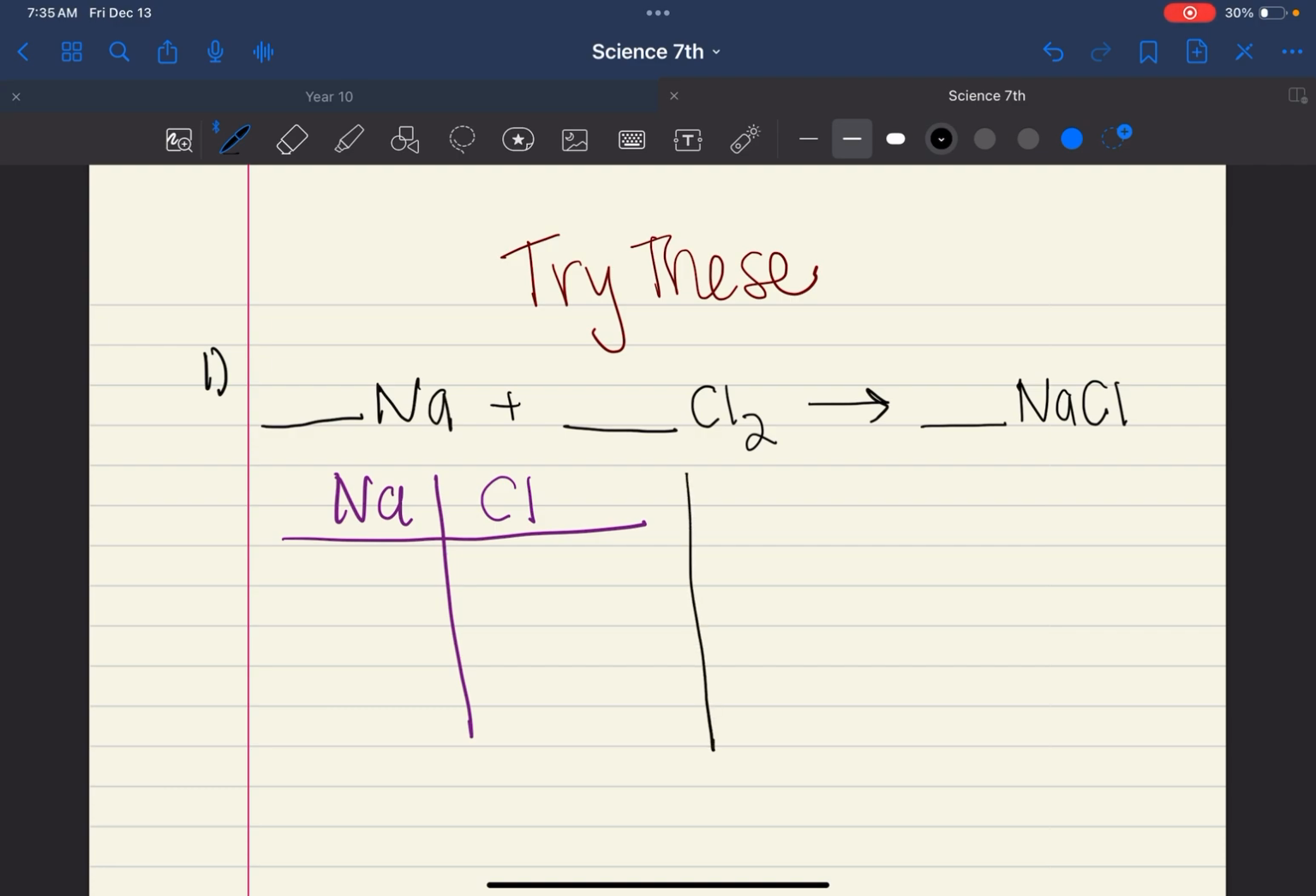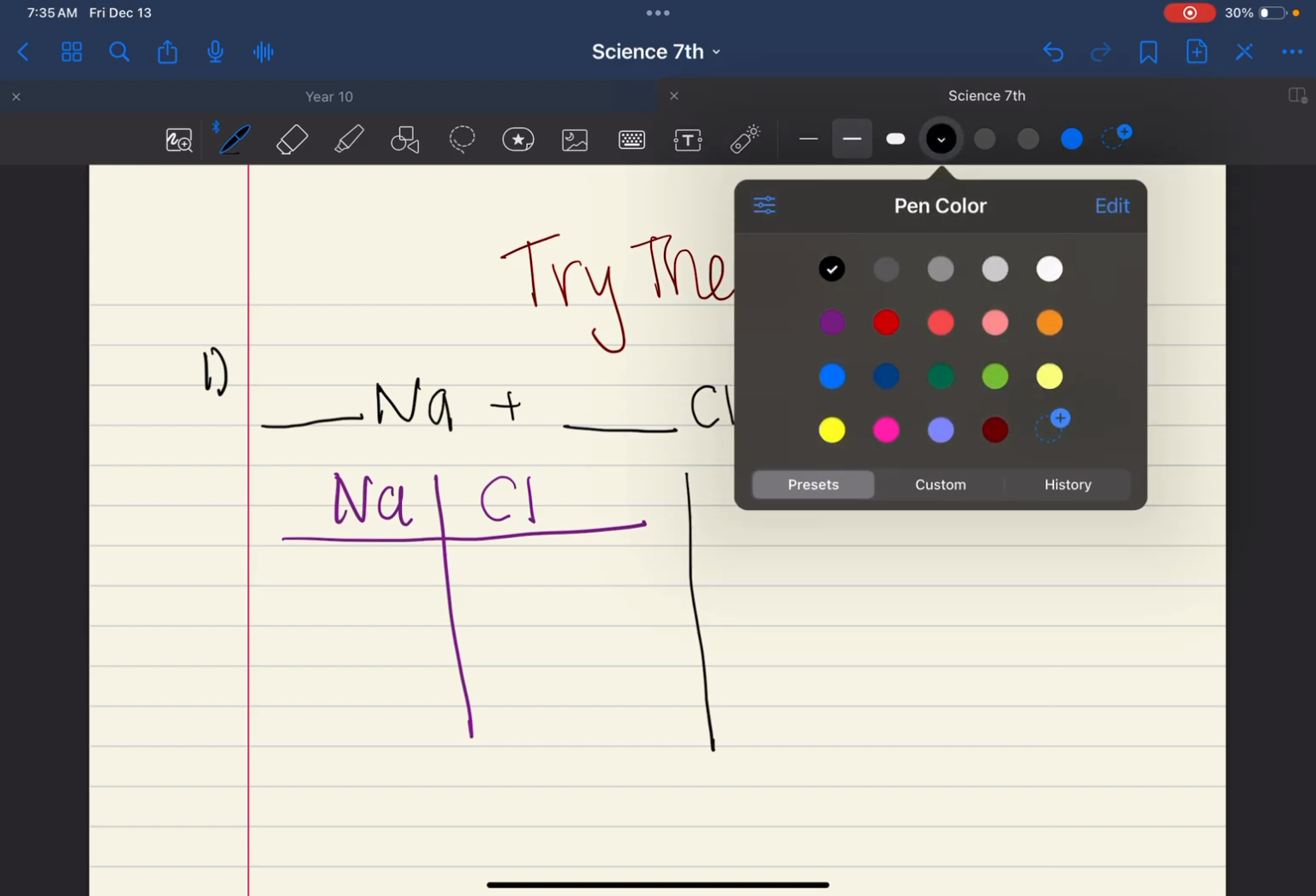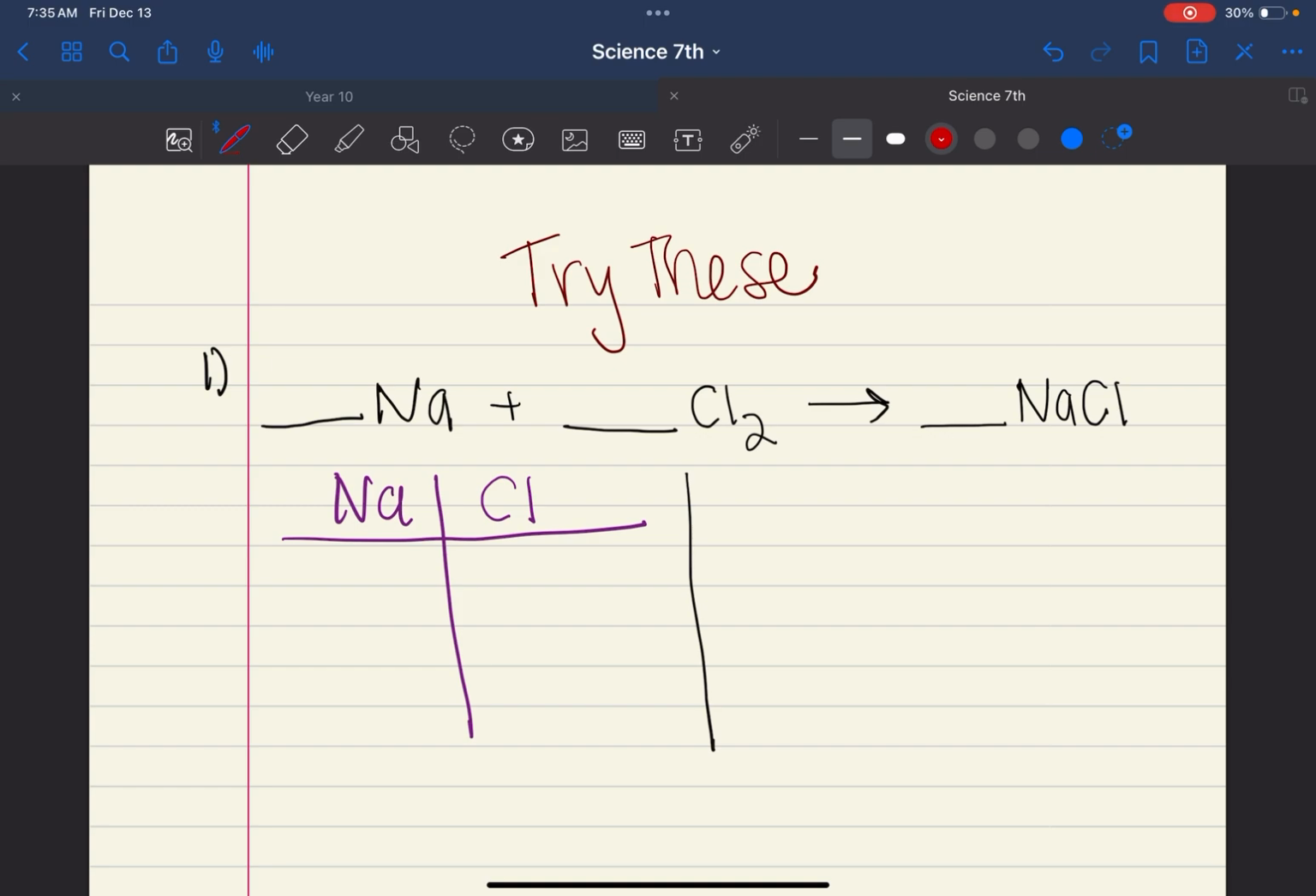Now we're gonna go to the other side, and then let's see what are our products, right? What did we create? Let me pick a different color. Let's pick red. So I see Na along with Cl. So I'm gonna write those down. Okay, so we've done A, which is write down all the reactants. B, we've written down our products. C, now we're about to count the reactants and products and write it down.